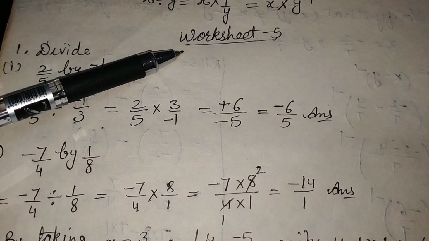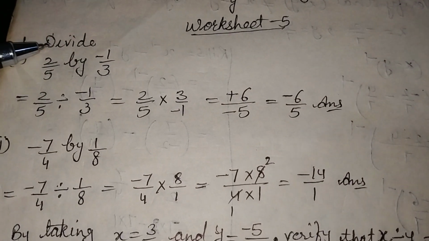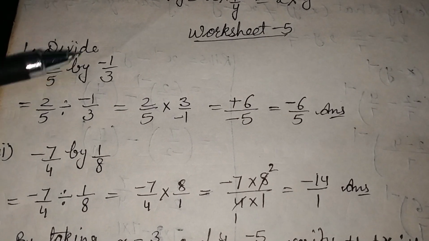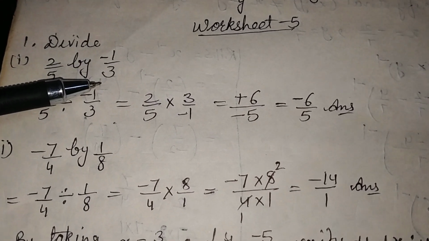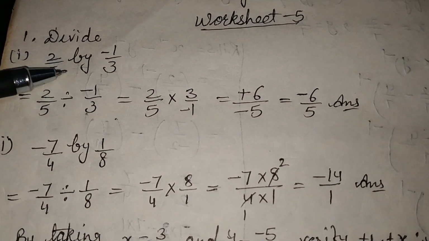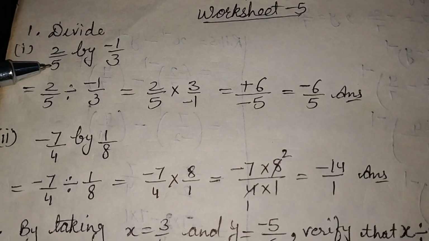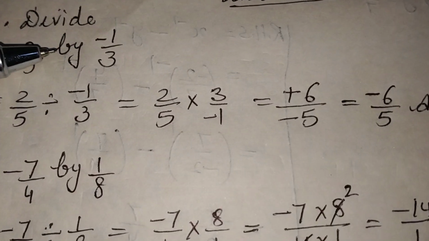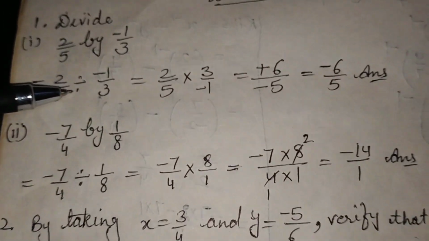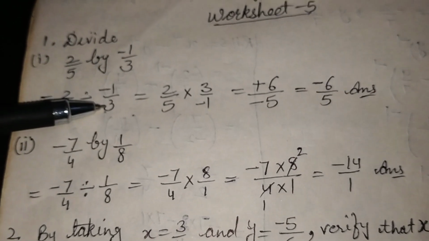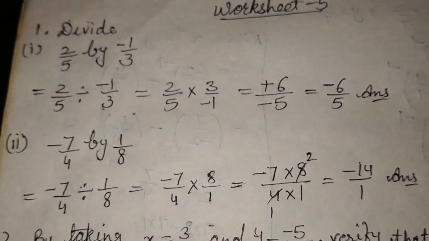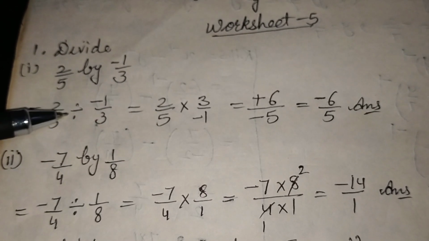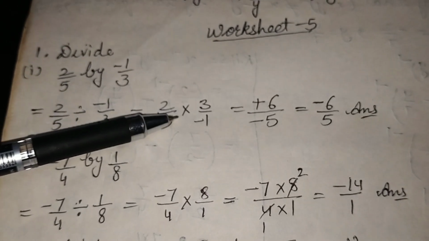Now worksheet 5, question number 1 is divide. First part, 2 upon 5 by minus 1 upon 3. Here you have to divide this rational number by this. We will write it like this: the division sign, minus 1 upon 3. Same as I told you earlier, we will write 2 upon 5 as it is. In place of division, we will write the multiplication sign.